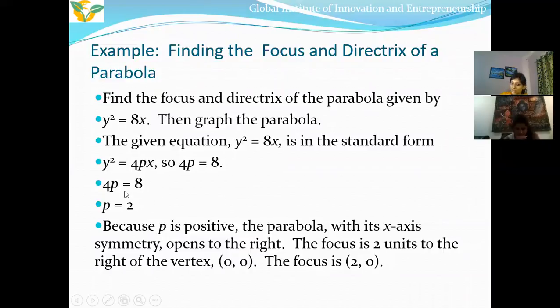2. It's a positive value, and because p is positive, the parabola has its symmetry about the x-axis, because the parabola lies on what?